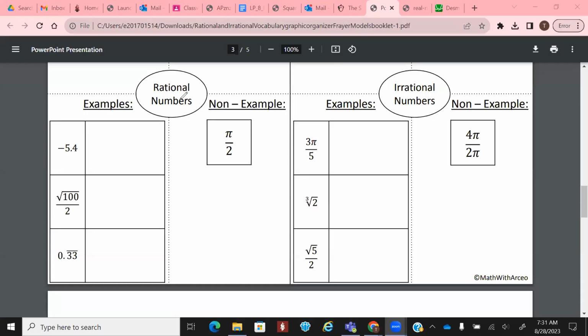All right, so some examples of these. Right here we've got 3 pi divided by 5. This involves pi, which is not an integer.